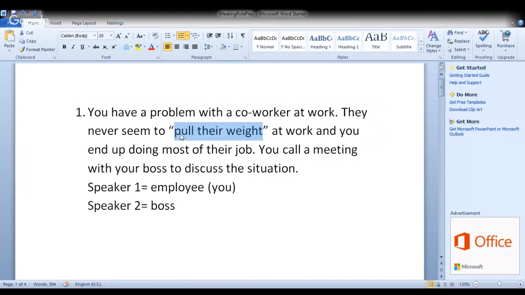Do you understand "pull their weight"? Maybe they force me to work more or for their work. Yeah. So this basically means they never seem to do their job or do what they're supposed to do at work. They don't pull their weight. And so you end up doing part of their work. Right. Okay? So in this case, you can be the employee or the boss.